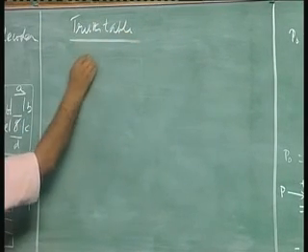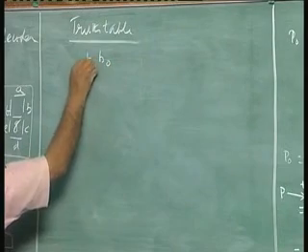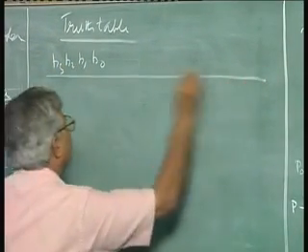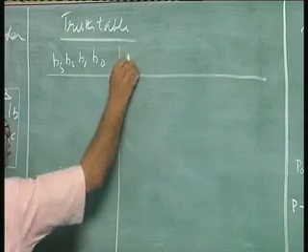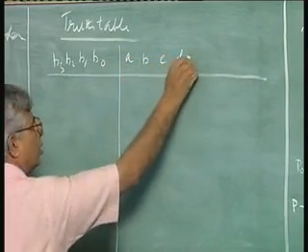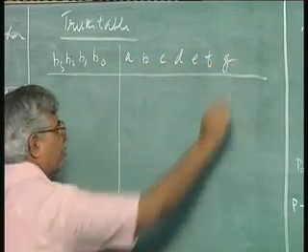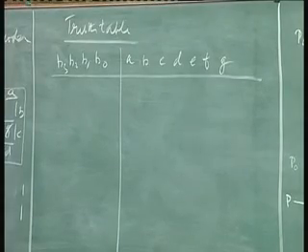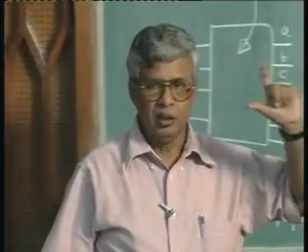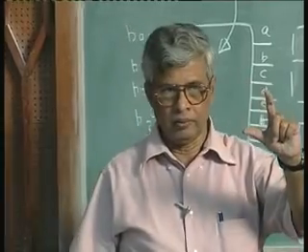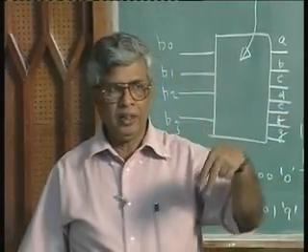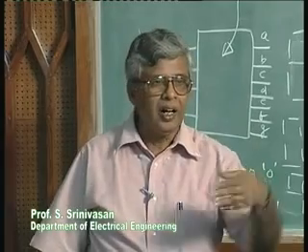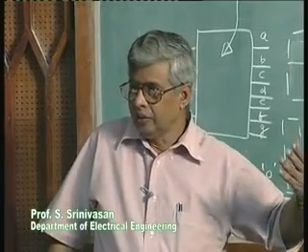The inputs are, as I said, B0, B1, B2, B3, and the outputs are 7 in number: A, B, C, D, E, F, G. 4 inputs, 7 outputs, truth table. 4 inputs will have 16 rows, out of which we will be concerned only with the first 10 rows, 0 to 9. 11, 12, 13, 14, 15 are not going to come, because in one single display I cannot put a 10 or 11 or a 12 or a 13.